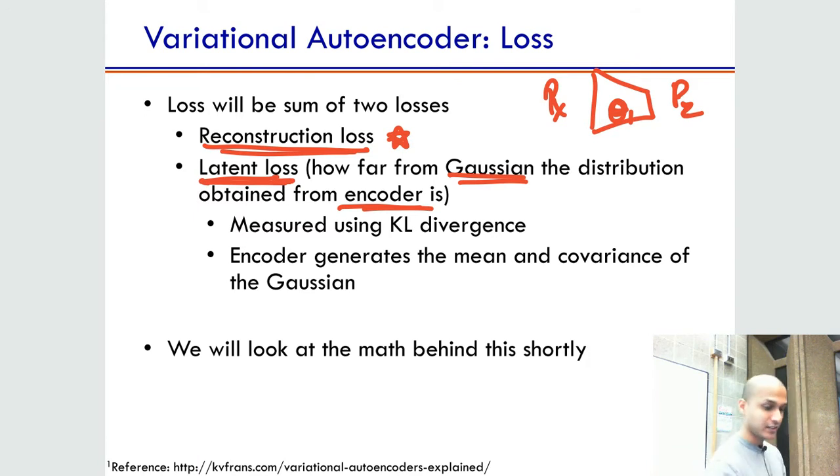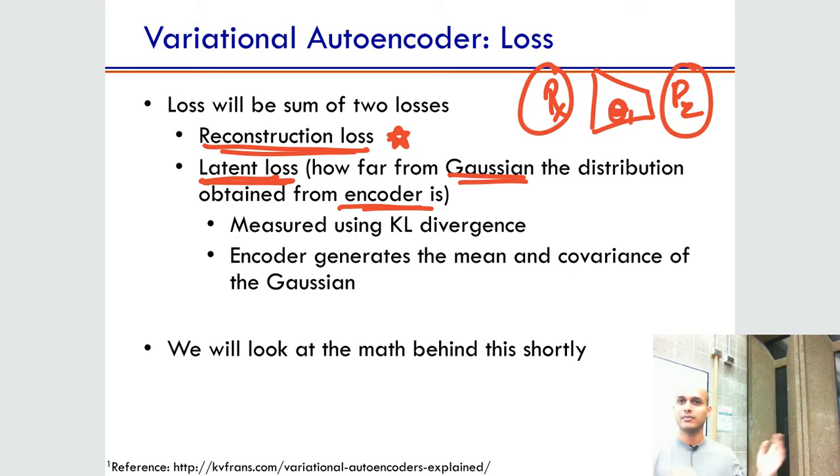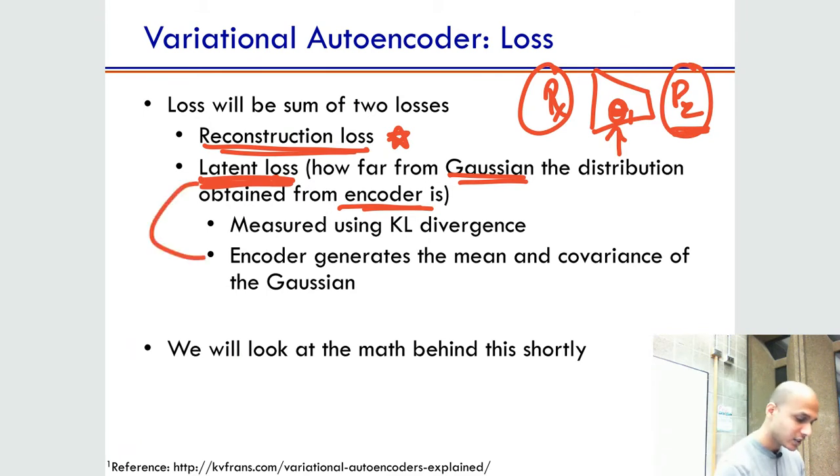But p of x is fixed. We can't really change it. It's some input distribution that we don't know, but it is fixed and unknown. So p of z, as we pick thetas, may not correspond to a Gaussian distribution. So you want to pick those thetas such that the output distribution p of z corresponds to a Gaussian distribution. We're going to measure that using the second loss term, called the latent loss. The loss function is going to be measured in terms of what is called KL divergence. I'm going to tell you what KL divergence is in a couple of slides.